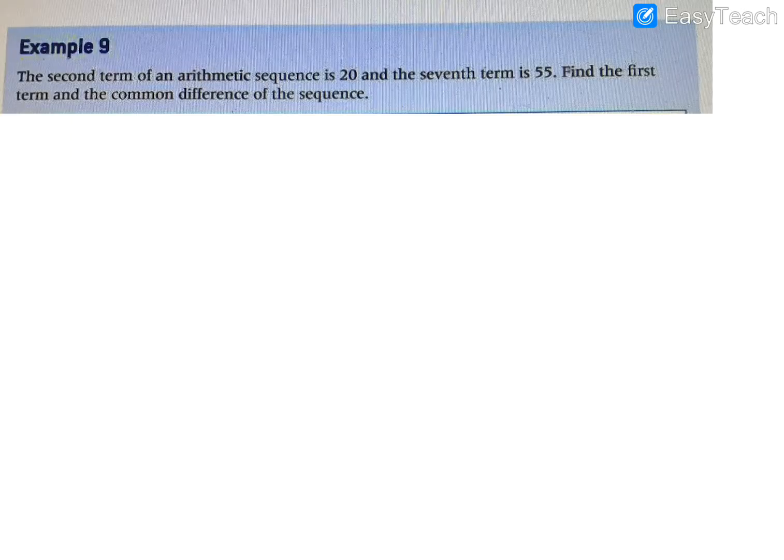Okay, so let's look at the second one. Here the second term of an arithmetic sequence is 20, and the seventh term is 55. Find the first term and the common difference. Let's do it. First of all, I have the second term, which is 20, right? So u2 equal to 20. The seventh term is u7 equal to 55. We need to look for u1 and what is d. Let's put down all the information we know.